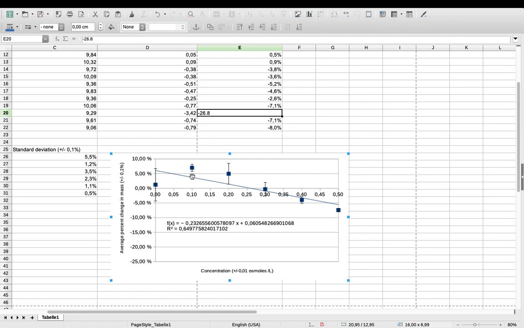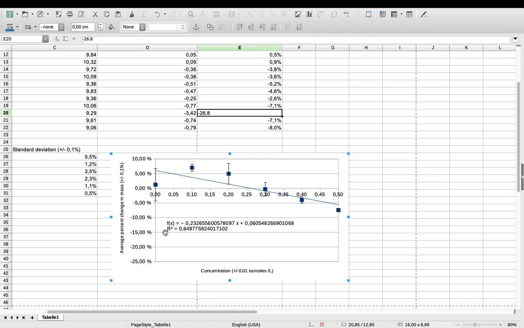Maybe there's some reason. We can go back and repeat this experiment, find out why this didn't behave the way we expected it to, or maybe this is really what the data is showing us, in which case we need to come up with an explanation for why this doesn't match the trend. And I suspect if, for example, this data point were somewhere up here, we would have a much higher R-squared value, probably in the 0.8, 0.9 range.